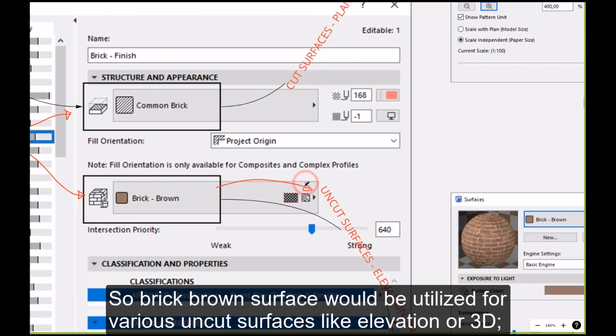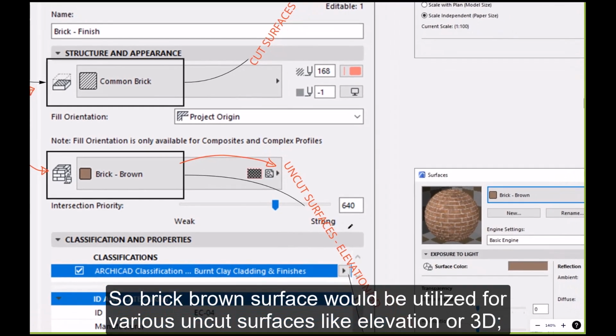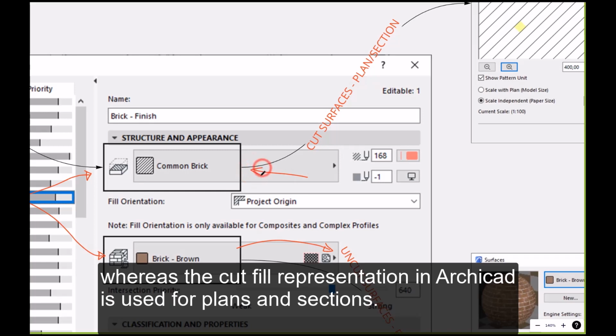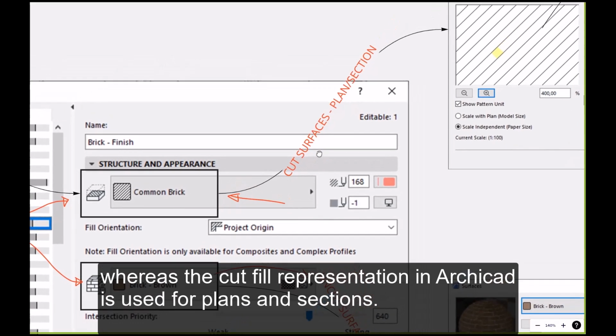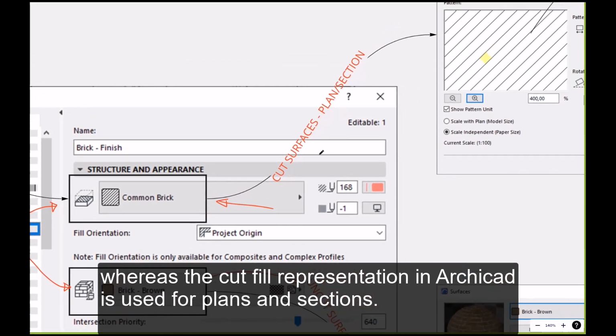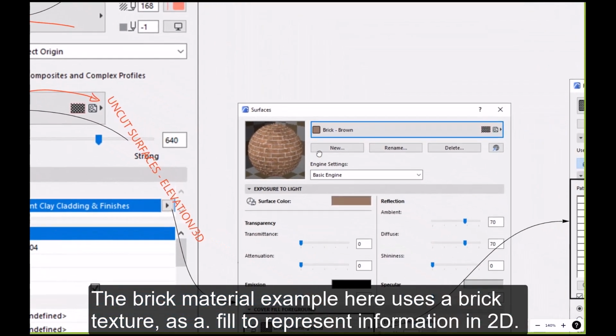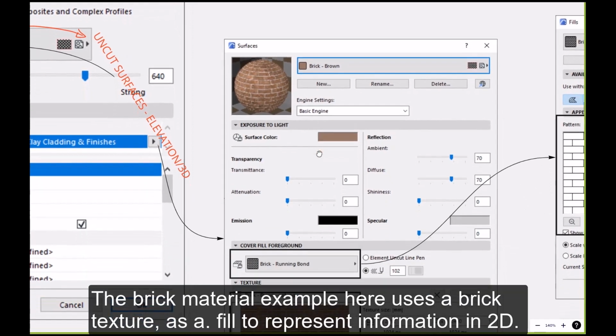So the brick brown surface would be utilized for various uncut surfaces like elevation or 3D, whereas the cut fill representation in ArchiCAD is used for plans and sections. The brick material example here uses a brick texture as a fill to represent information in 2D.